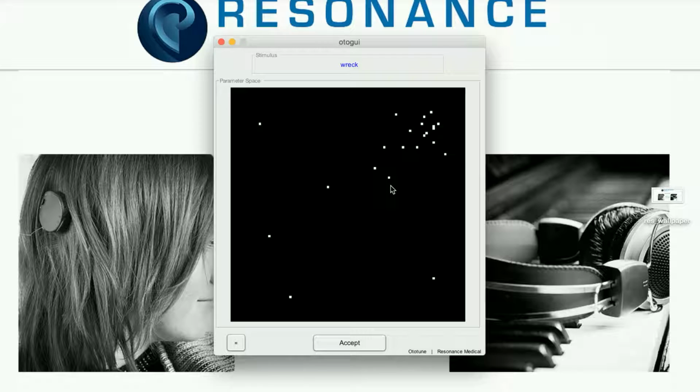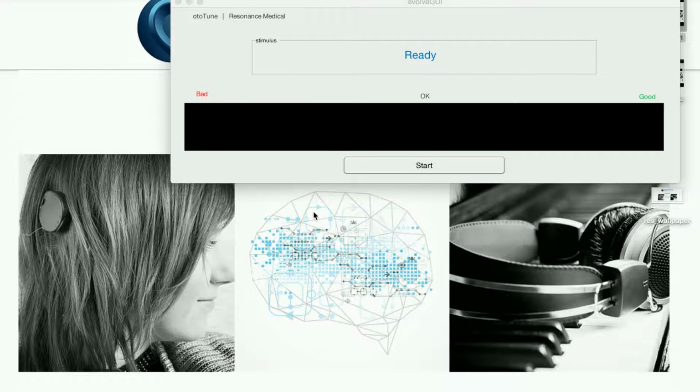And what the algorithm will then do is take all of the points in the space that the subject accepted, then it estimates the distribution over those points, and then the most probable value on that distribution is suggested as your, in this case, center frequencies. We can do the same thing for bandwidths, for gains, or anything really that we'd like. And that's essentially how this particular approach works.